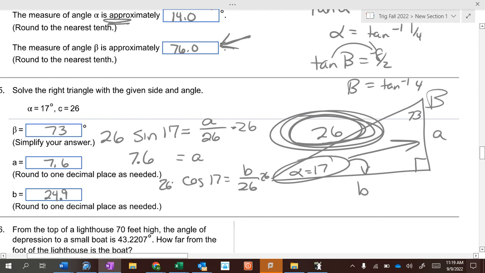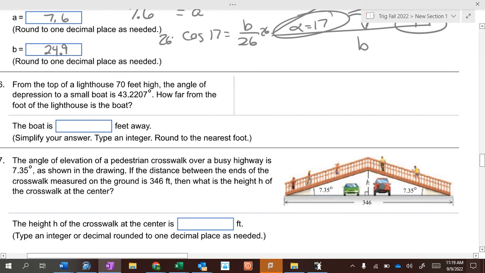That's solving right triangles. We're given three things, the 90-degree angle and two other parts, and you can find everything else from there. Okay? Let's do one more.